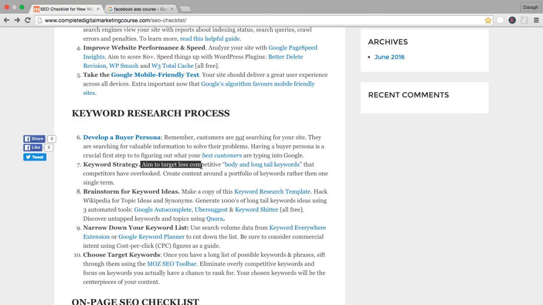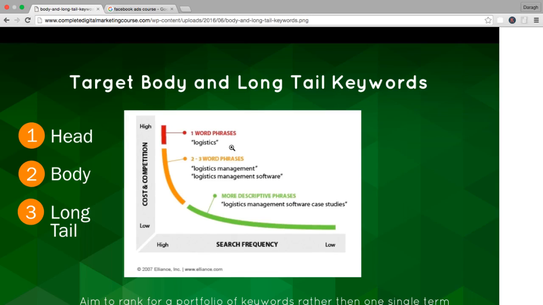You want to aim for less competitive keywords, and really you should be thinking about and going out right from the start aiming to create content around body and long tail keywords. And to explain this, I have a quick slide here. So think about keywords in 3 different categories. First are the head keywords. These are one-word phrases like logistics, and they're called head keywords because they really represent the head of the graph here. Then there are body keywords. These are 2 to 3 word phrases.